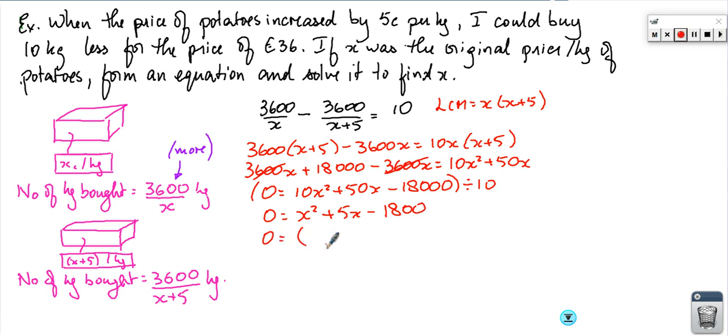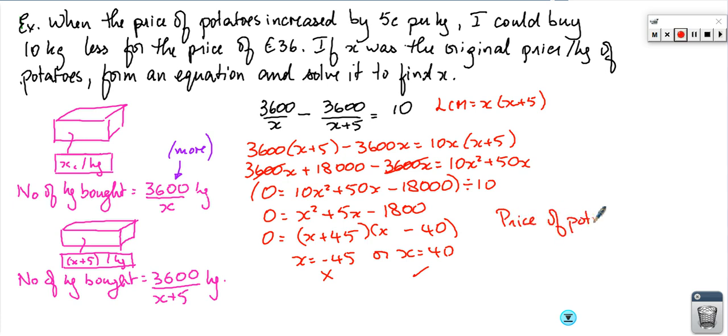We can factorize this. If you find that 1800 is too big, don't worry, use the formula. So I have got x and x, 40 and 45, plus 45 minus 40, because 45 times 40 is 1800. So x is equal to minus 45, or x is equal to 40. Of course, you never go and buy something with a negative value, so this is wrong, this is correct. So the price of potatoes was 40 cents per kilogram.